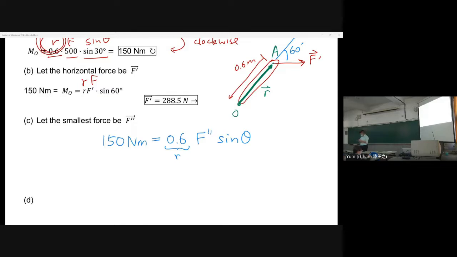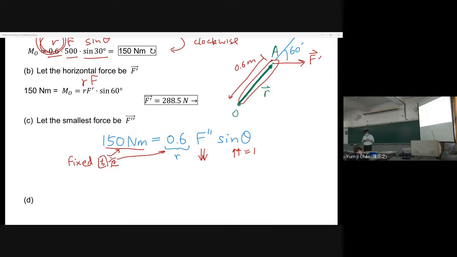And we want this force to be minimized. So how do we minimize F double prime? We can maximize something else, right? Because this one is fixed, this one is fixed, so we have this one to minimize. So this one has to be maximized, and the maximum of sine theta is equal to 1.